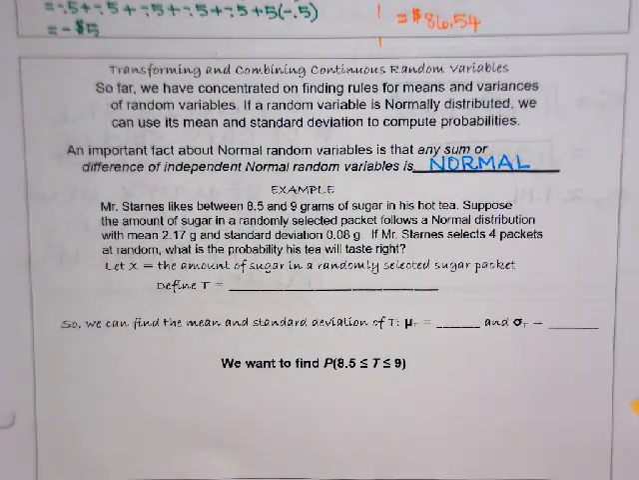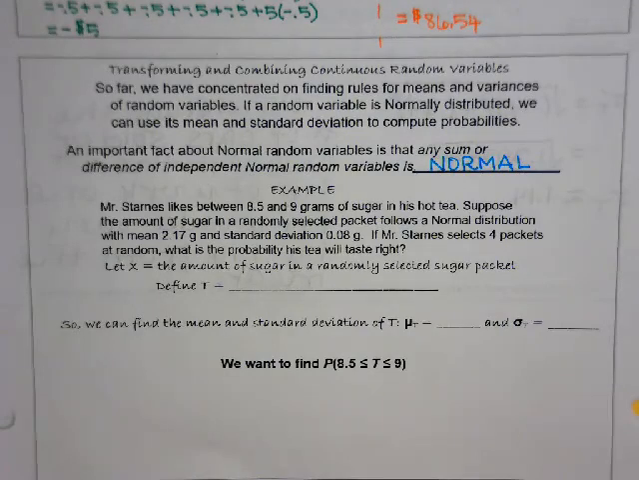So my example here is that Mr. Starnes likes between 8.5 and 9 grams of sugar in his hot tea. Suppose the amount of sugar in a randomly selected packet follows a normal distribution with mean 2.17 grams and a standard deviation of 0.08 grams. If Mr. Starnes selects 4 packets at random, what is the probability his tea will taste right?